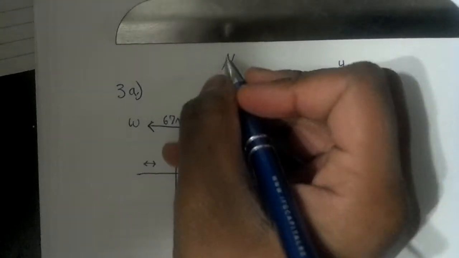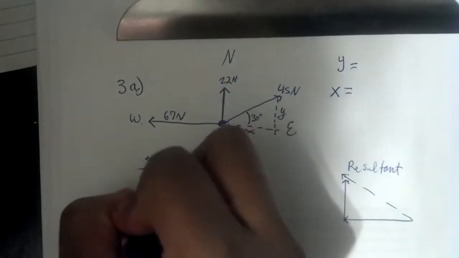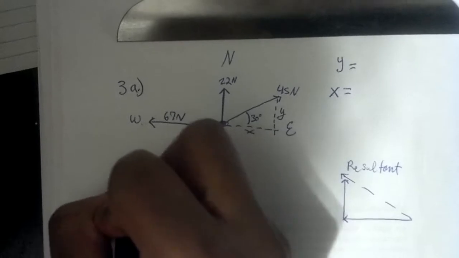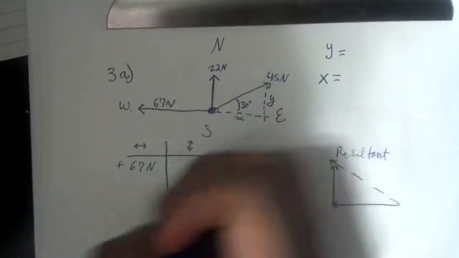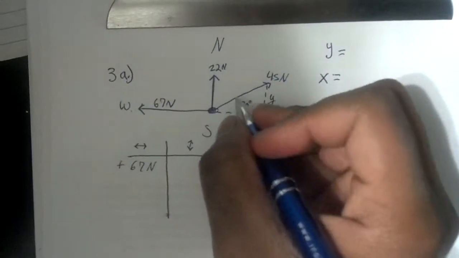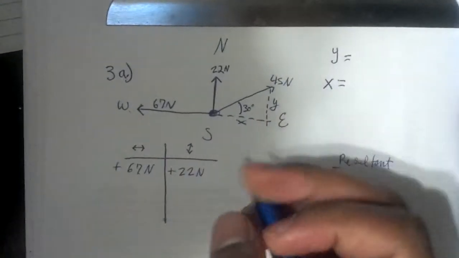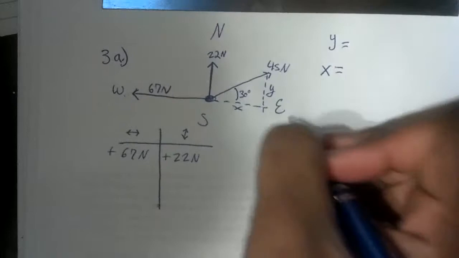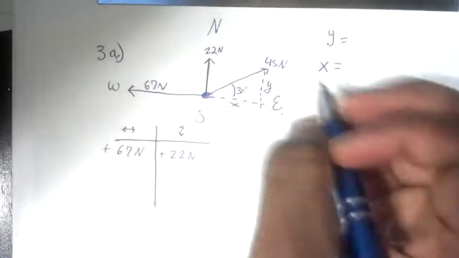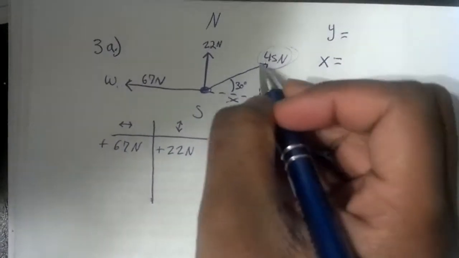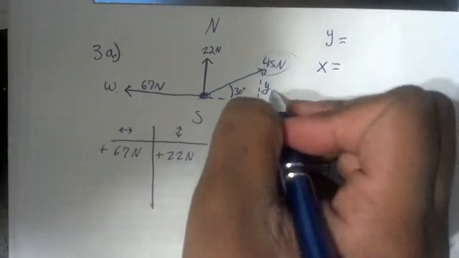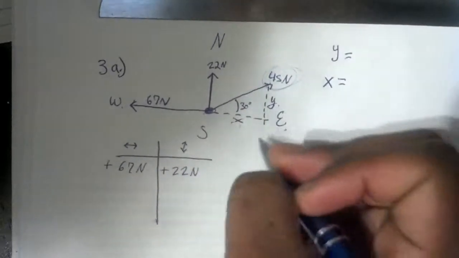So north and west are going to be positive, so 67 newtons plus, and then whatever is going to be east is going to be minus, and then north we have 22 newtons, so plus. Now I'm going to do like what we did with the map assignment. I'm going to break this 45, since it's the hypotenuse right here, down into x and y components.